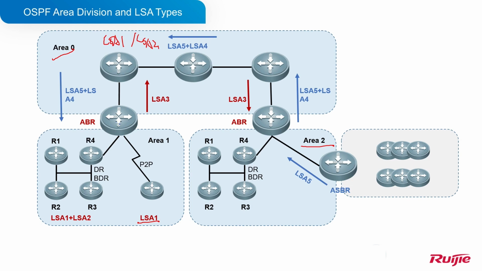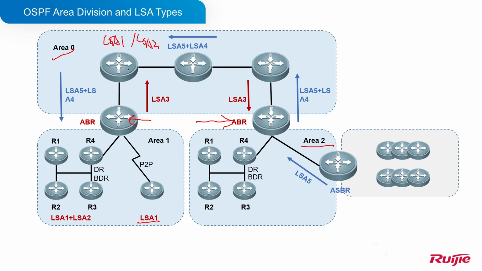So now we can see here we have 2 ABR devices, right? The ABR device is connected with 2 areas. So this device is connected with area 0 and area 1. For the LSA information belonging to area 1, if we want to transmit it to another area, such as area 0, we will transmit the LSA 3. Okay, we will transmit the LSA 3, the type 3 LSA information, to a different area.